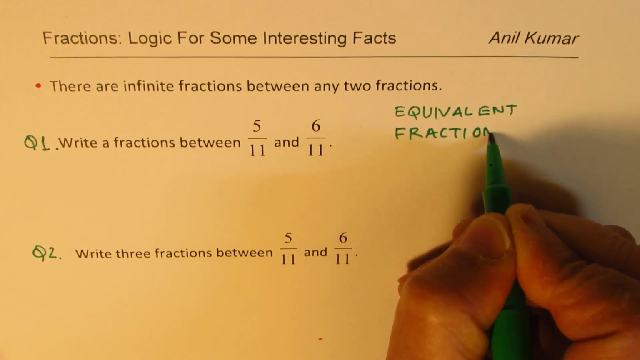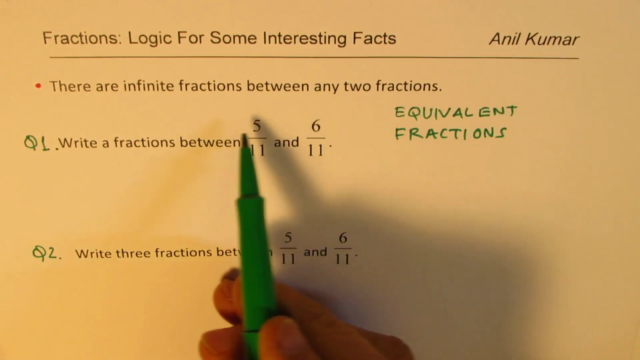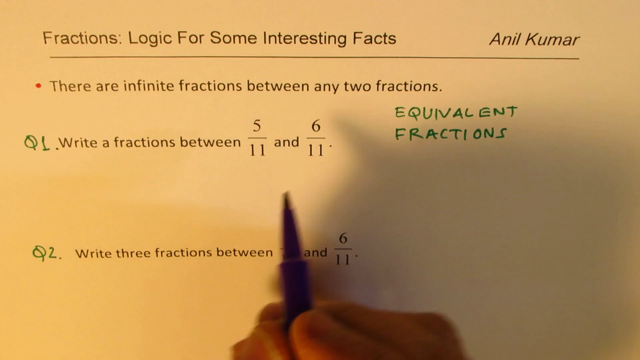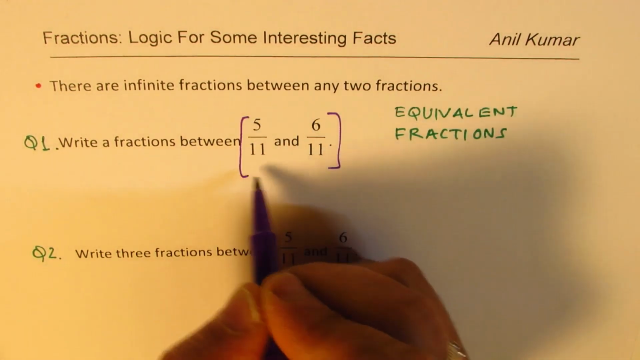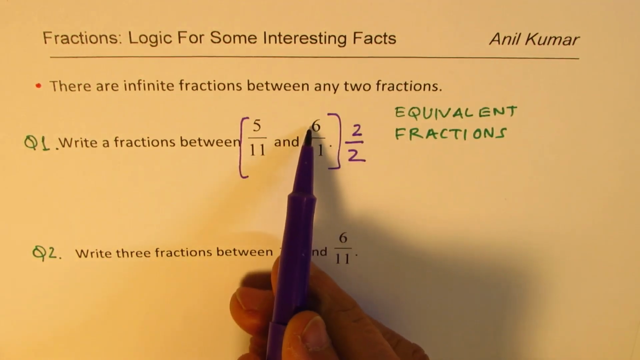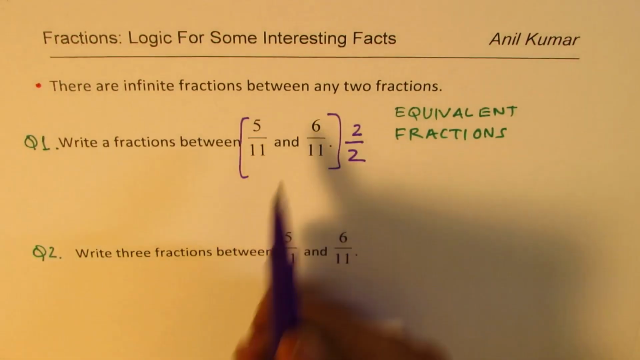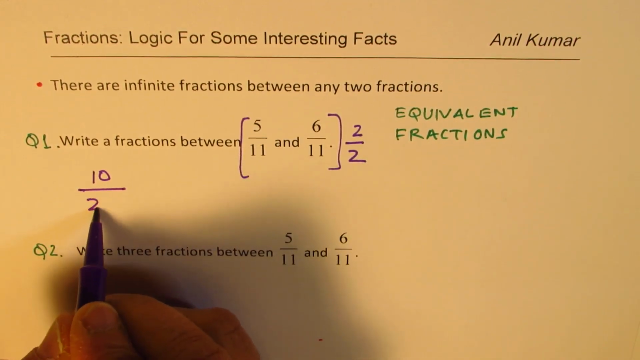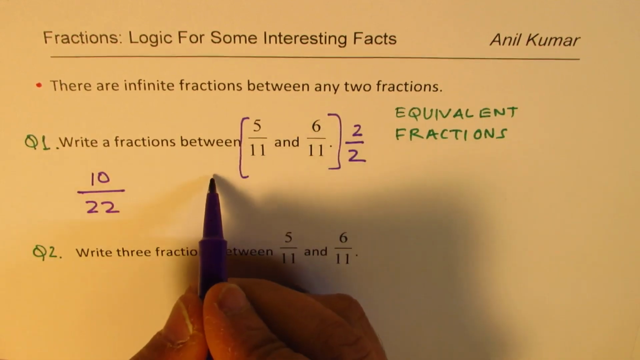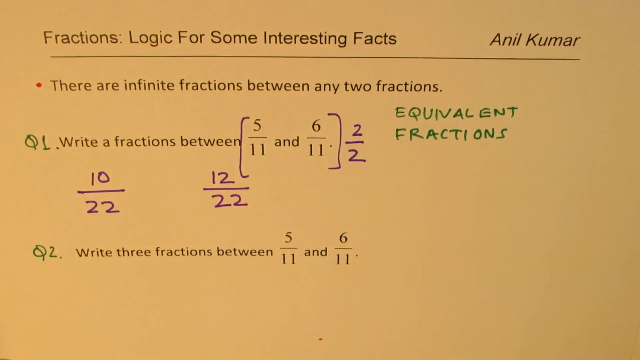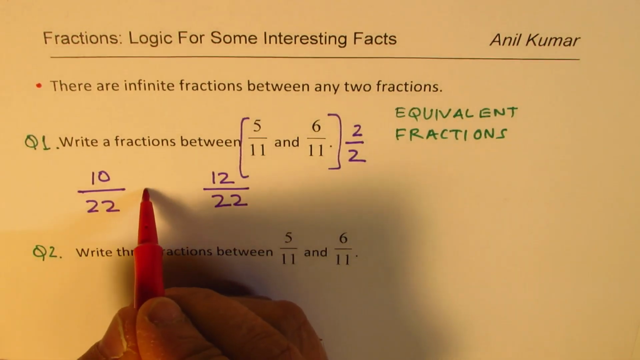You know how we can write equivalent fractions? We can multiply both numerator and denominator by the same number. So what I will do here is multiply both by 2 over 2. That means I'll multiply numerator by 2, denominator by 2. If I do that, then 5 times 2 is 10, I get 10 over 22. And 6 times 2 is 12, 12 over 22. Do you see now I can insert a fraction here?